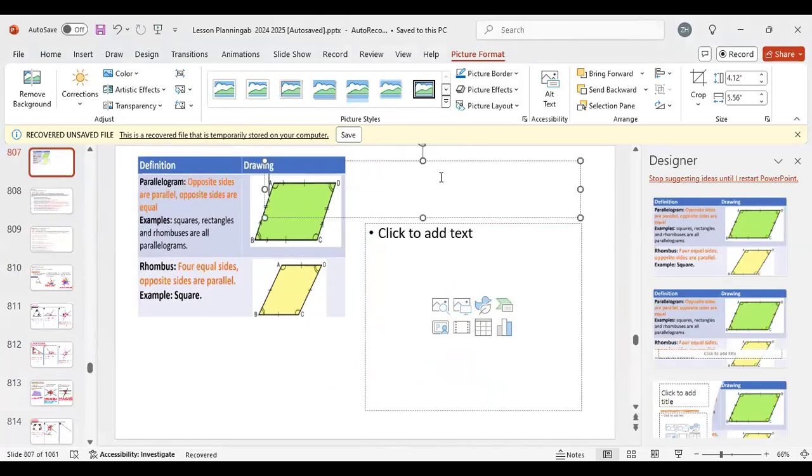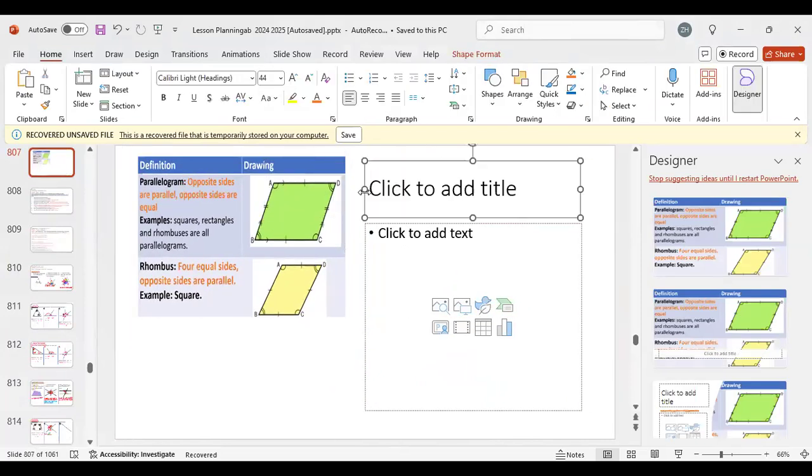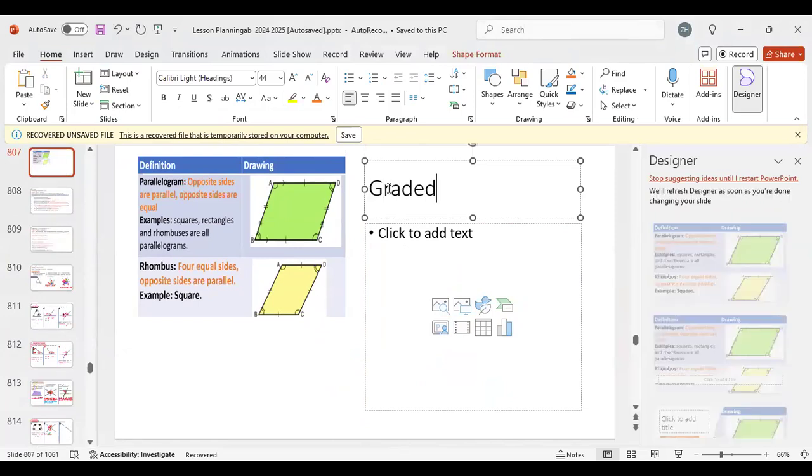Okay, for the graded exercise, you only have to put your answer in the chat. So graded exercise, number 1.